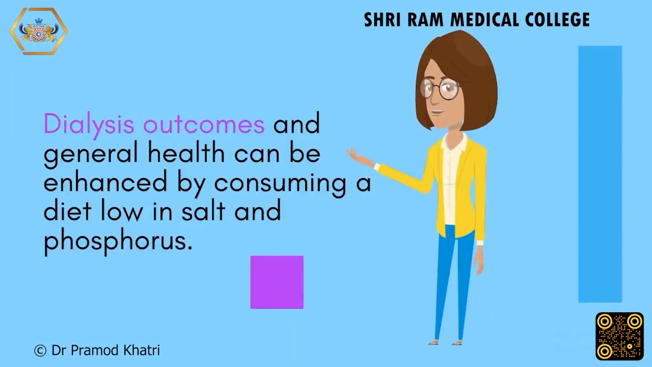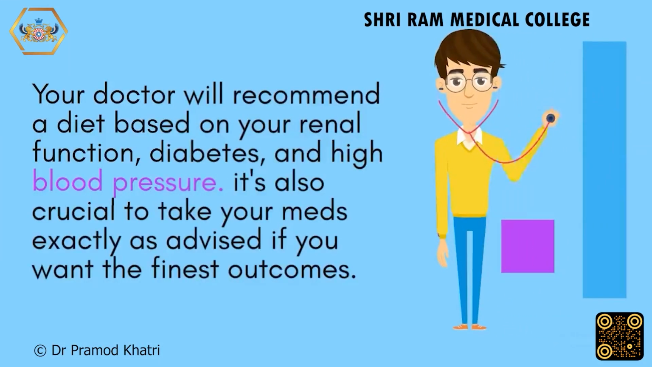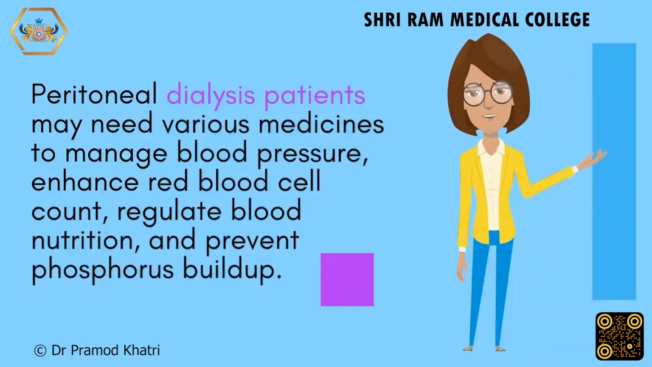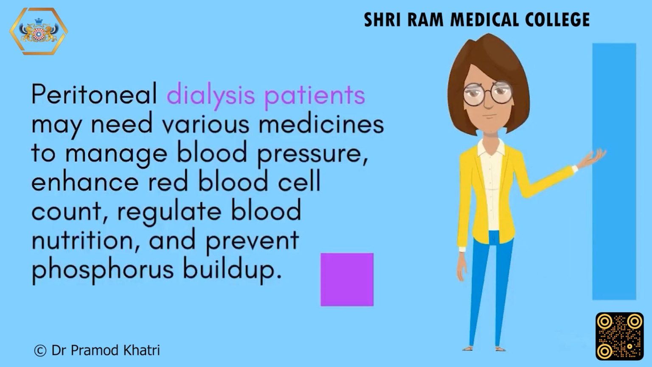Dialysis outcomes and general health can be enhanced by consuming a diet low in salt and phosphorus. The assistance of a dietitian is recommended when creating a personalized diet. Your doctor will recommend a diet based on your renal function, diabetes, and high blood pressure. It's also crucial to take your meds exactly as advised if you want the finest outcomes. Peritoneal dialysis patients may need various medicines to manage blood pressure, enhance red blood cell count, regulate blood nutrition, and prevent phosphorus buildup.